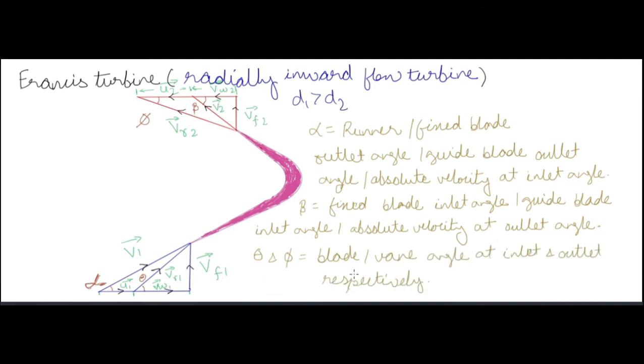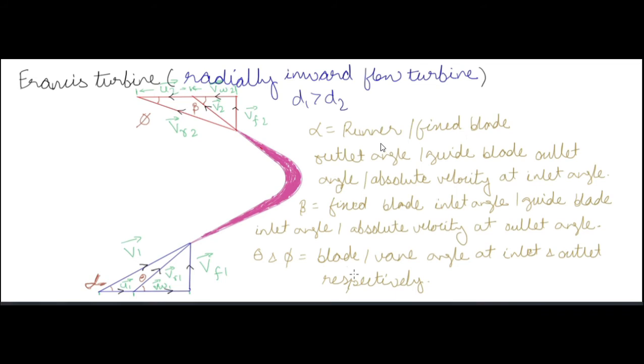Already, as I said in the Pelton turbine also, in the runner blade there is some design issue: in the runner fixed blade outlet angle, we write that this is a runner fixed blade outlet angle or guide blade outlet angle, but absolute velocity at inlet angle. So these are the same.